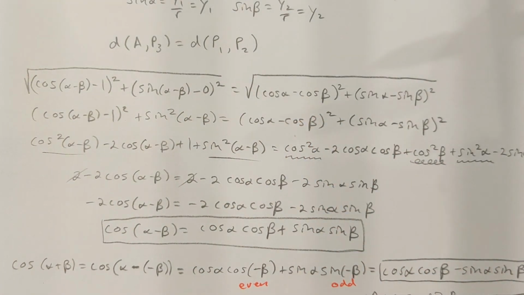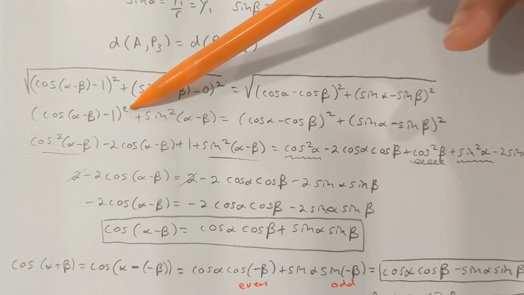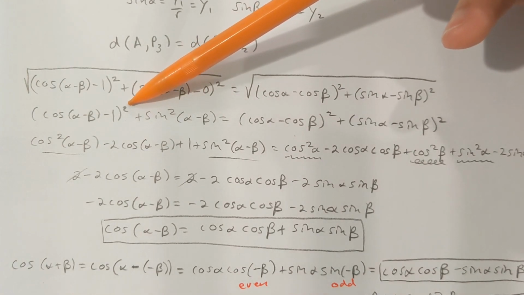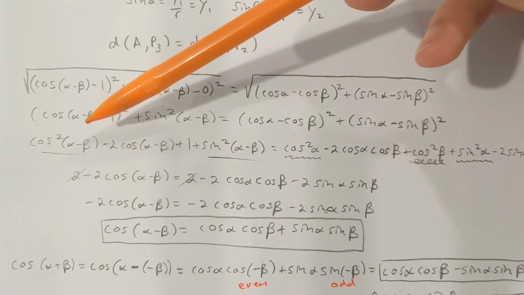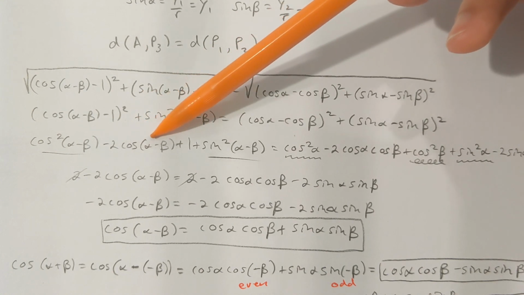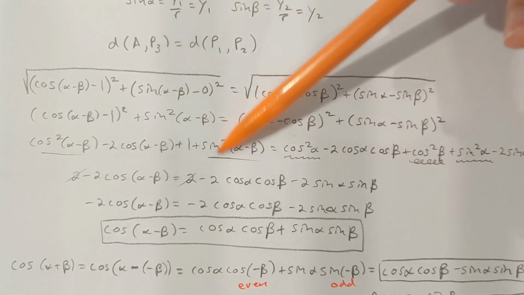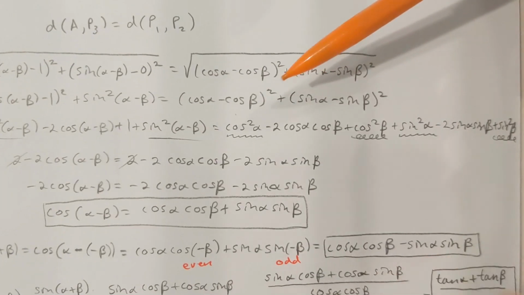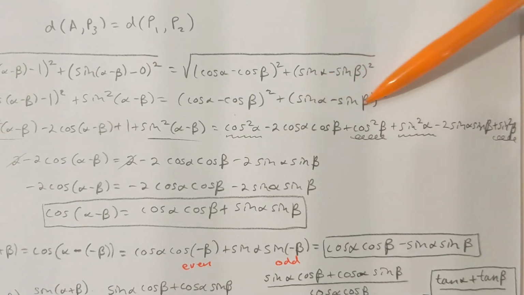And here's where the algebra is going to kick in. So on the left, I'm going to FOIL out cosine(alpha minus beta) minus 1 times cosine(alpha minus beta) minus 1. That would be cosine squared(alpha minus beta) minus 2 cosine(alpha minus beta) plus 1. And then this term I'm just going to leave as is. On the right, I'm going to FOIL out this guy here and then this guy here.